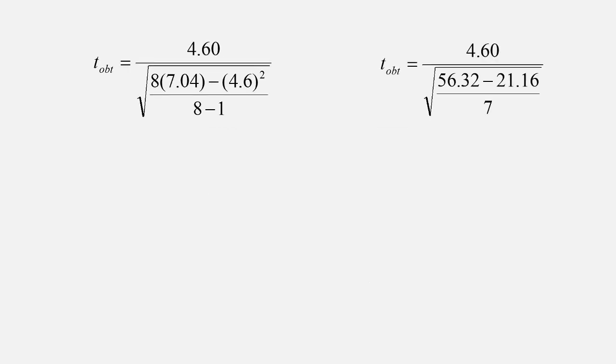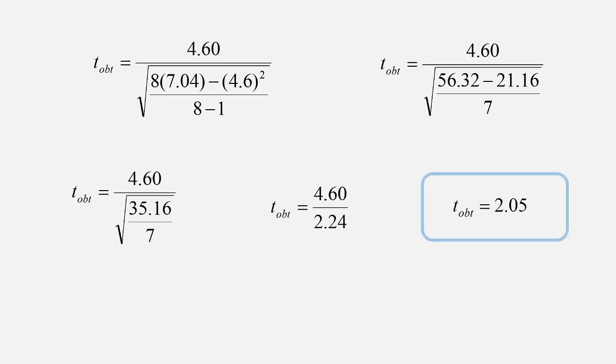So from there, the computation of your obtained t is pretty straightforward. You simplify it down until you have your overall obtained t statistic. So our obtained t is 2.05.